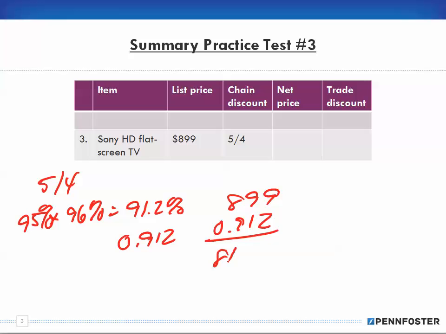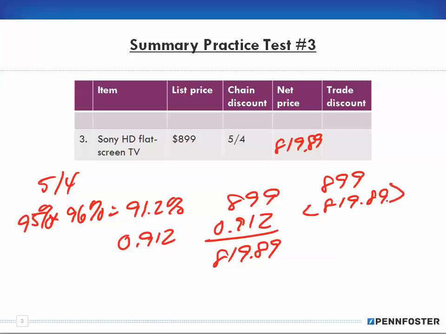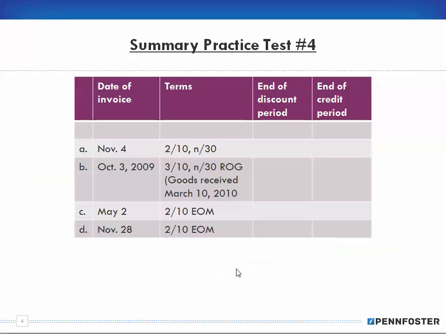And I multiply the 899 by the 0.912, and that's going to give me my net price of $819.89. $819.89. And of course, the difference between the two, $899 less $819.89, gives me what, 11, 9, and 7. So that gives me a discount amount of $79.11. Number 4.